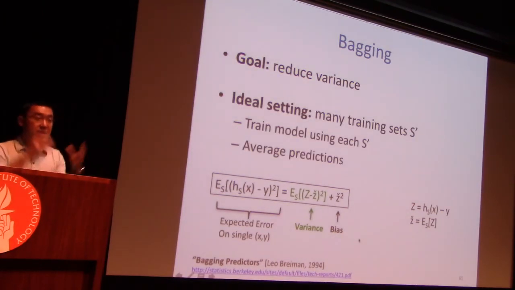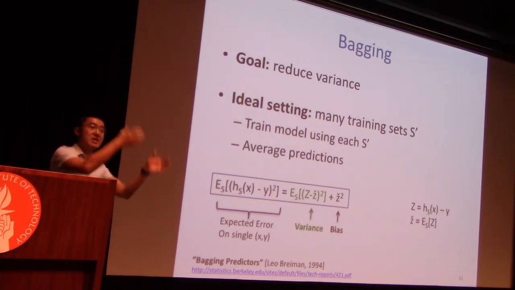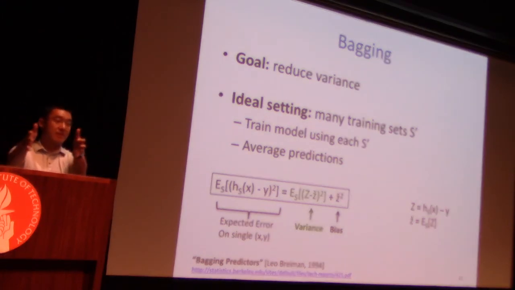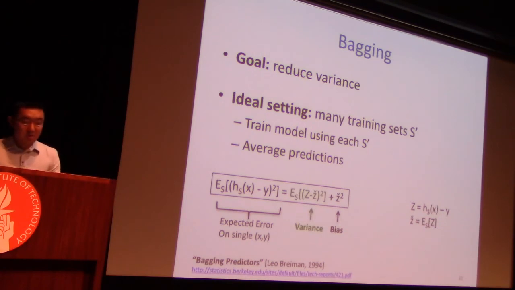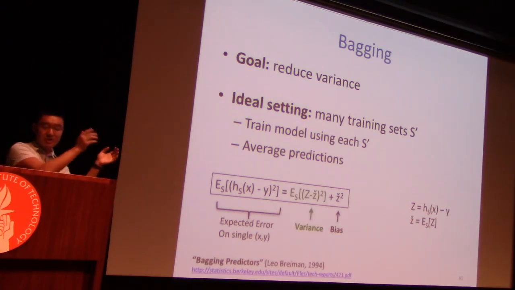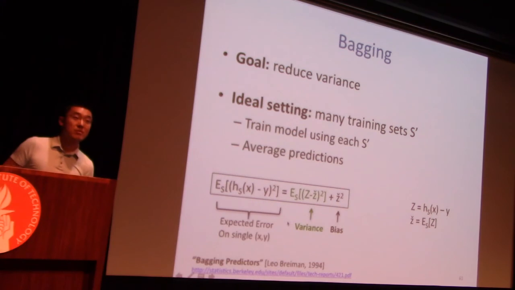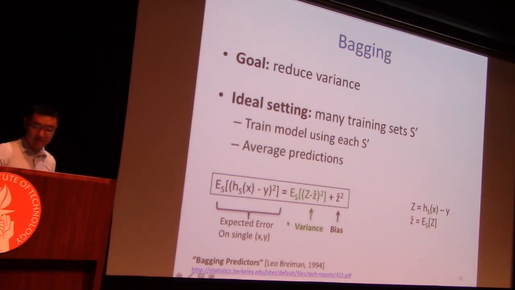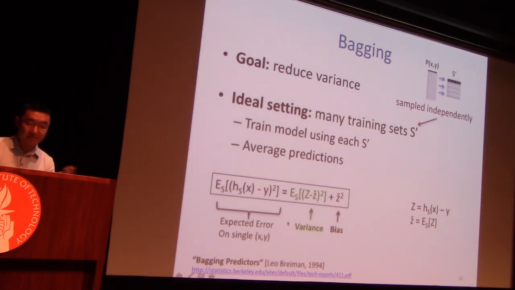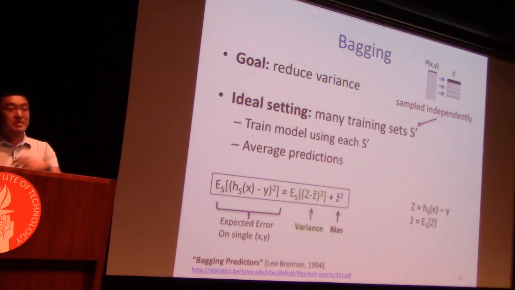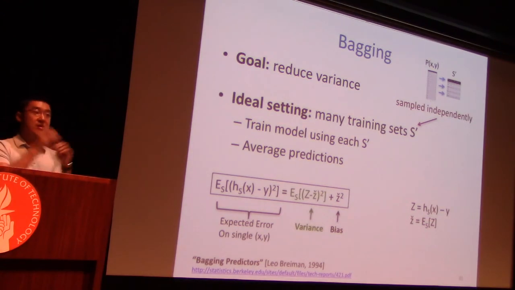In the ideal setting, if we somehow magically were able to collect multiple training sets, and I'll call those S prime, we'll train a model on each S prime training set, and then we'll average their predictions. What will that do? That will drive the variance term to 0, if the training sets S prime were sampled independently. This is just standard probability 101.